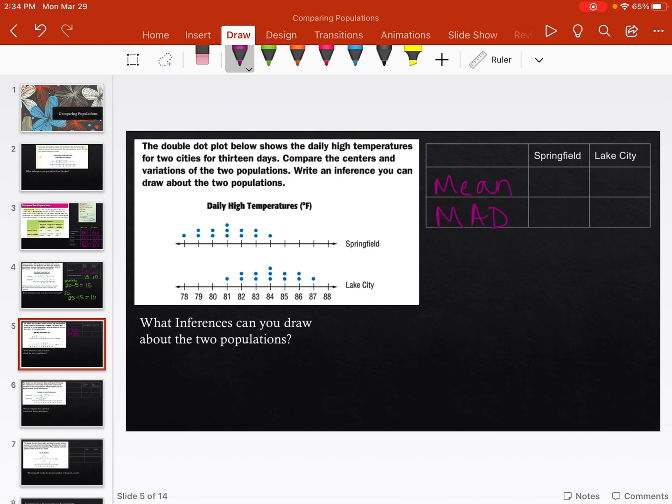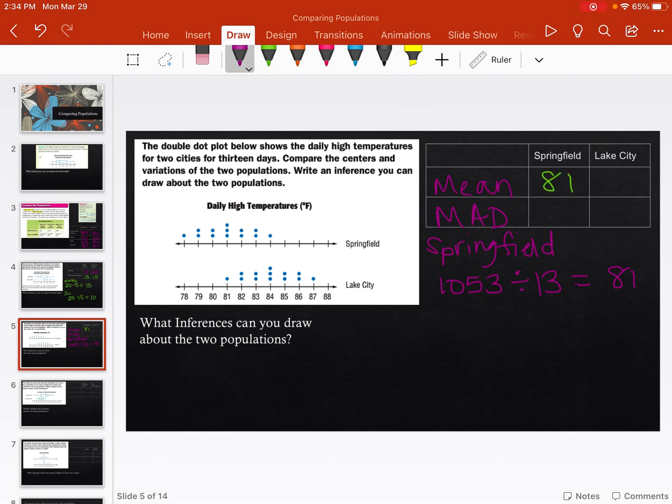So let's start with Springfield. For Springfield, remember each of these dots is over these numbers. Down here, we're using this number line at the bottom. So you're going to add it all up and divide by how many there are. When I add all of these numbers up for Springfield, I get 1,053, and then divide by how many there are, which is 13 dots. And when I do that, I get 81 for my mean.